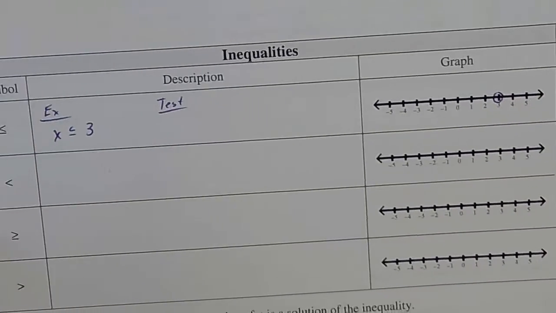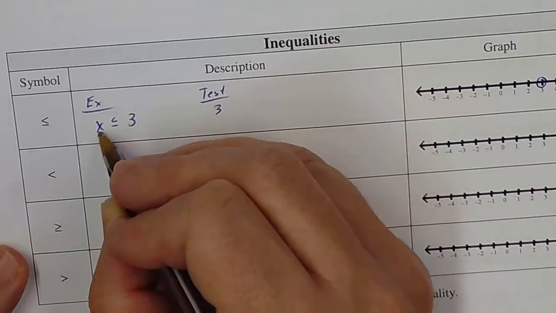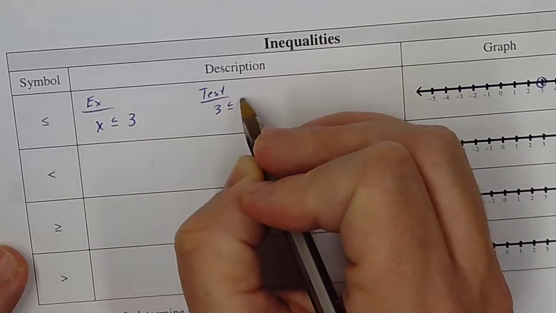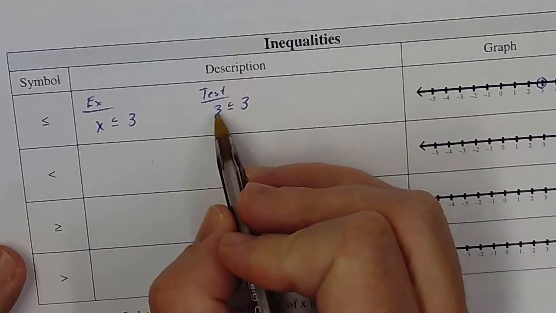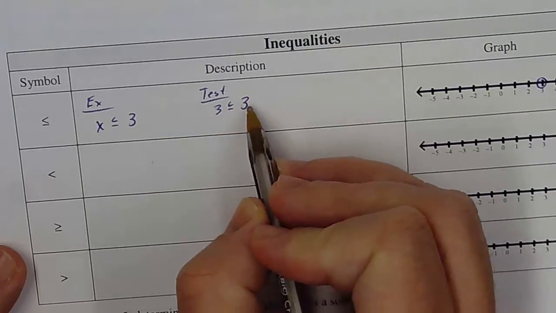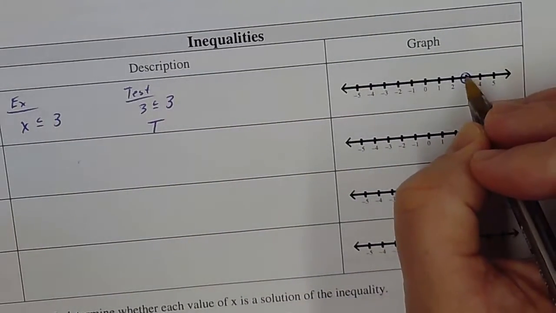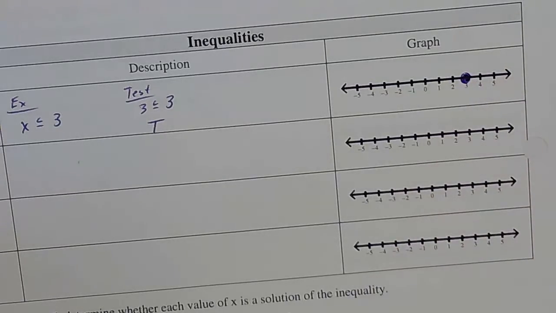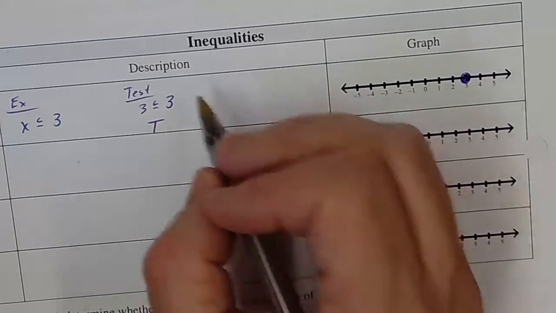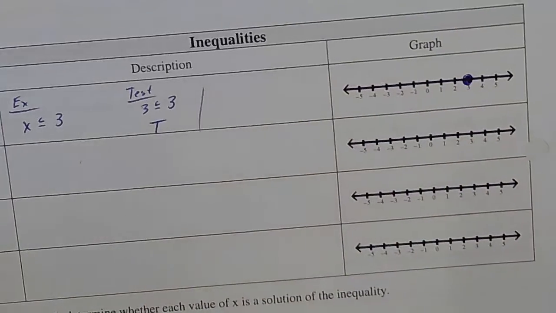Okay, and let's test the boundary point. Is it a solution? So if I take 3 and plug it in for x, and I check its truth value, is this true? Is 3 less than or equal to 3? Yes, it is true. So to show that it's a solution, we want to fill in the dot. Fill in that circle at 3. Now we've got to figure out which way to go. If you're good with inequalities, you may already know where to go.